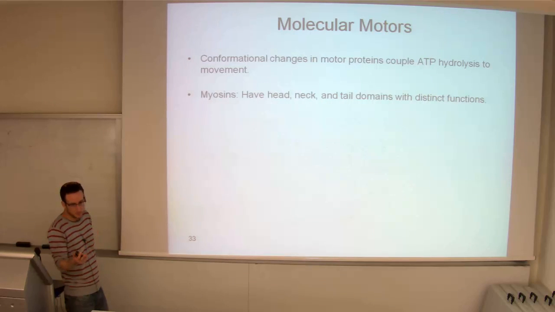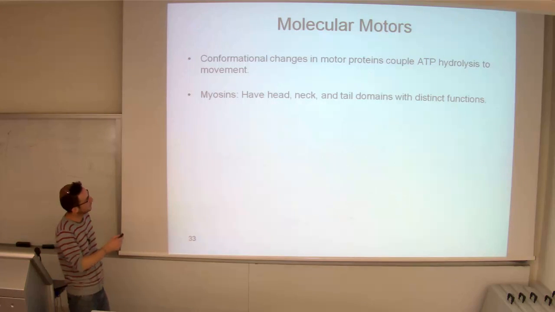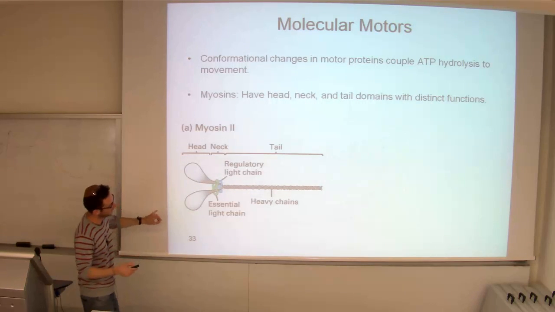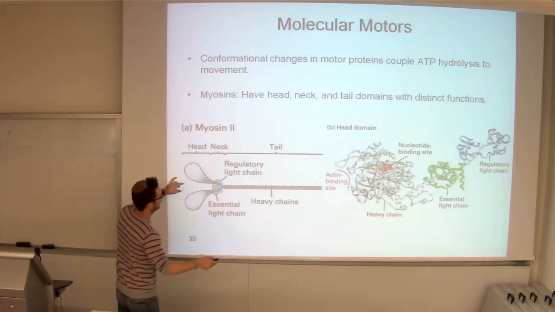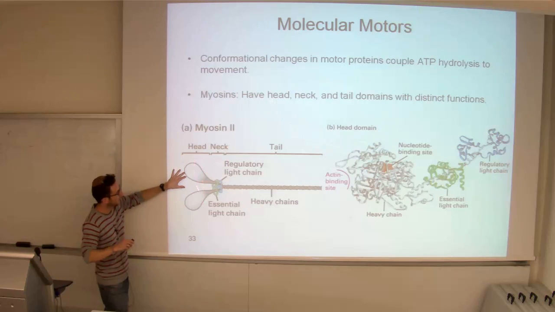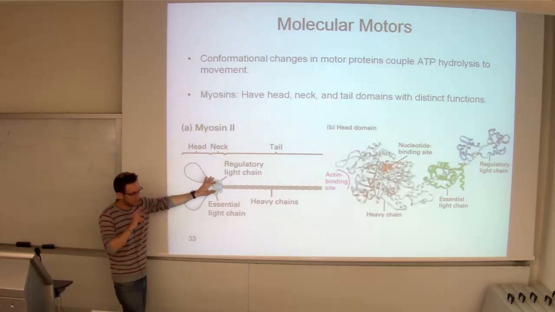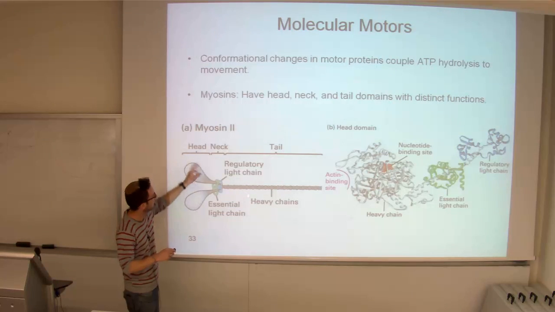Myosins are an important protein family in this respect. They are the ones responsible for the most common molecular motors. They have a head, neck, and tail domain, each of them with a distinct function. This is a schematic representation in a backbone trace model. Myosins have a neck that also interacts with several regulatory polypeptides, and this will be the tail here. Yeah, a head, a neck, and a tail domain.